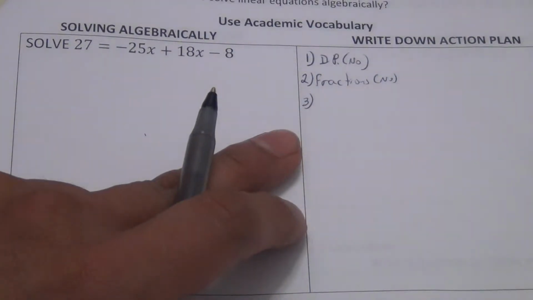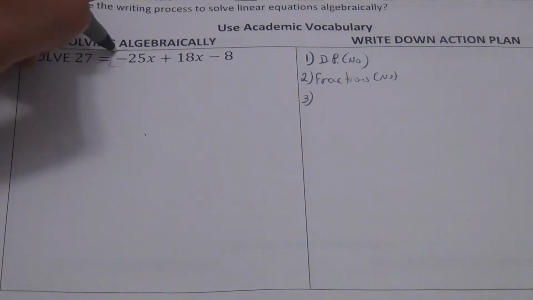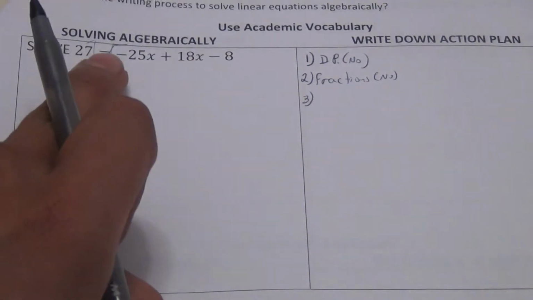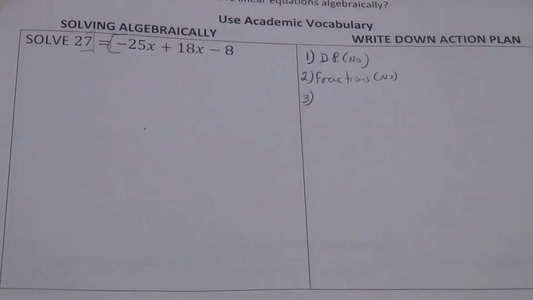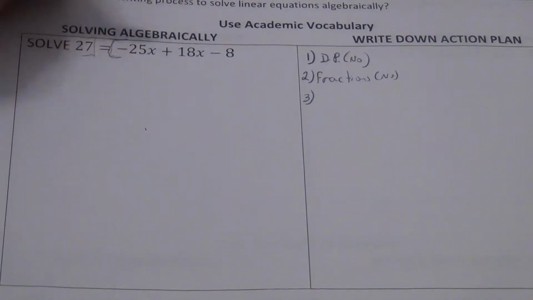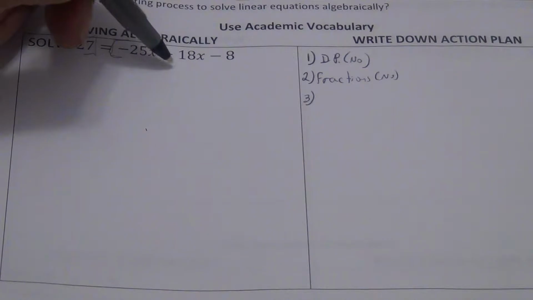Okay. The next thing is, do I have like terms on the same side of the equation? Well, this is one side and this is the other side. Here I notice that I have negative 25x and positive 18x, so I do have like terms. Wow, finally. So now you tell me, what is negative 25 plus 18? Negative 25 plus 18 is negative 7. So when I combine them, I get negative 7x.